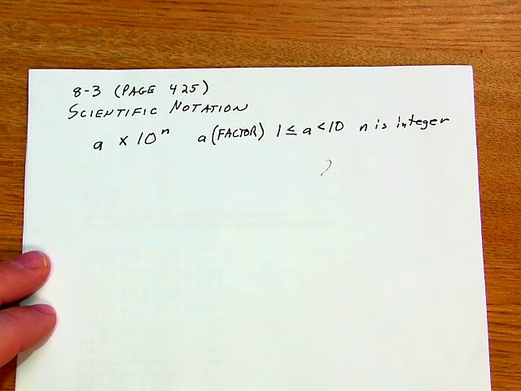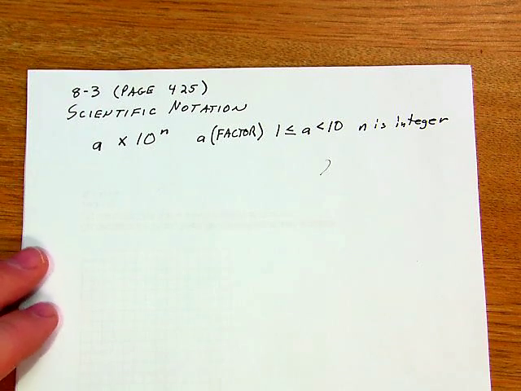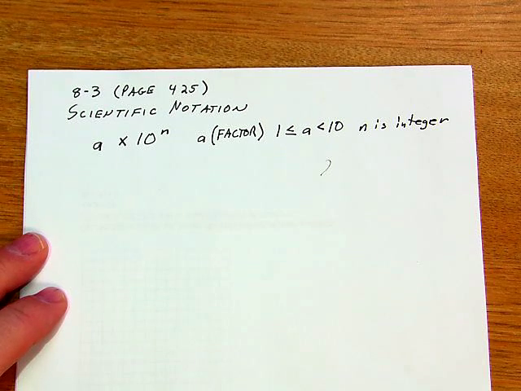Hello, today we're going to go over scientific notation. That's section 8.3 in your book on page 425. What is scientific notation? It is just another way to write a number.